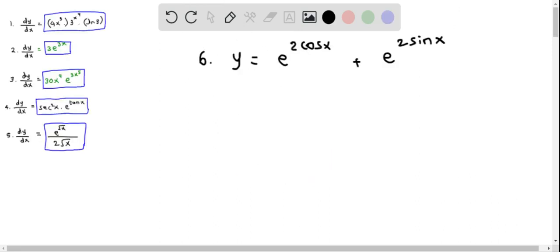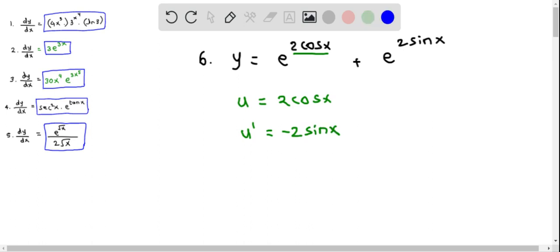In question 6, we have y equals e raised to the power of 2 cosine x plus e raised to the power of 2 sin x. And so we have to find the derivative of y, that is dy by dx. Here we are going to make two substitutions. That is, we are going to substitute 2 cosine x equal to u. So we write u equals 2 cosine x, and let's find its derivative, that is u prime. And this equals 2 times the derivative of cosine x, which is negative sine x. So 2 times negative sine x is negative 2 sine x.